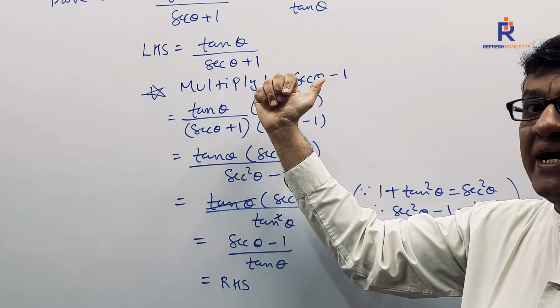Children, let's move further. What is the next question? The next question says tan theta upon sec theta plus 1 is sec theta minus 1 upon tan theta. We start with our LHS.